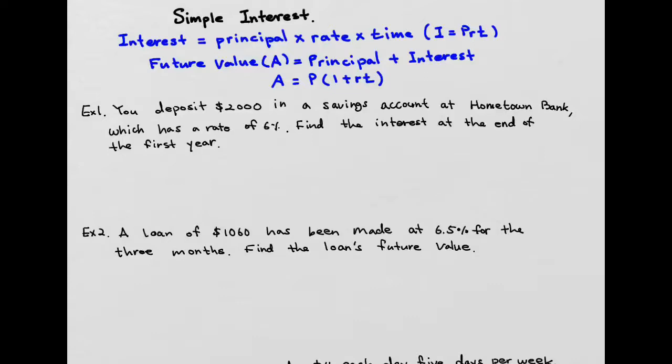So I will do interest is equal to principal times rate, which is 6%. When you change that to decimal, it will be 0.06 times, for how long? At the end of the first year, so it will be 1. Then you're going to multiply that, and it will give you 120.